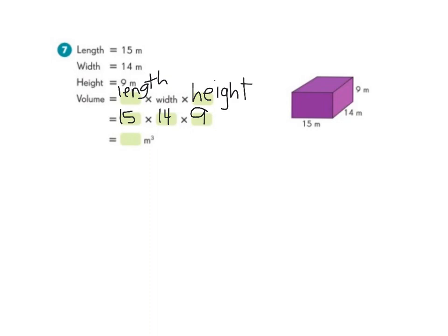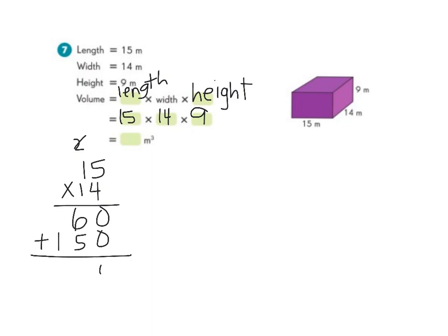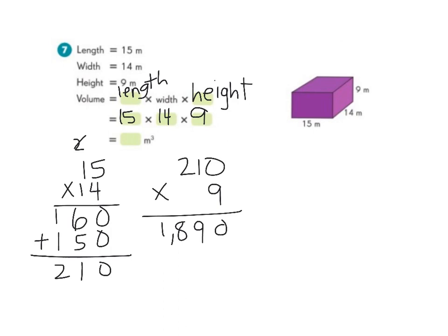So we'll start by multiplying 15 times 14. And we get 210, and then now we'll take 210 and multiply that by 9. So in total, we got 1,890, and if we add our units to that, it'll be 1,890 cubic meters.